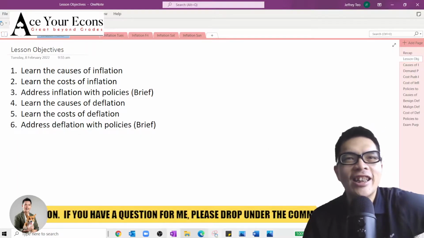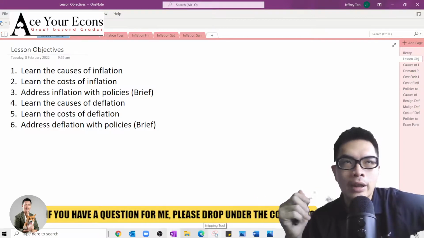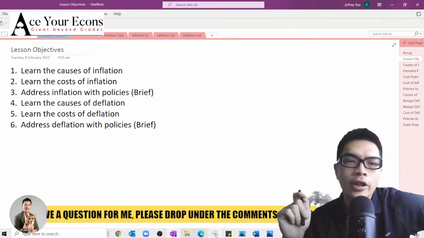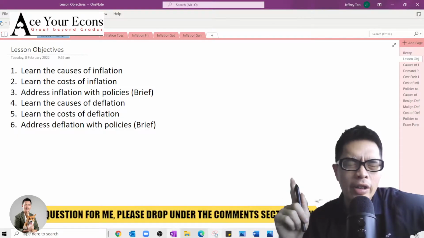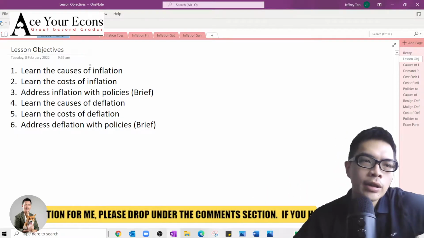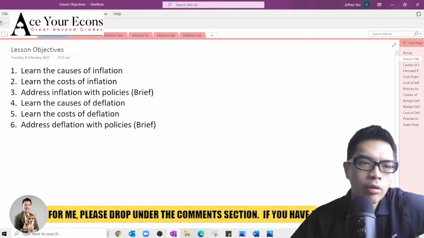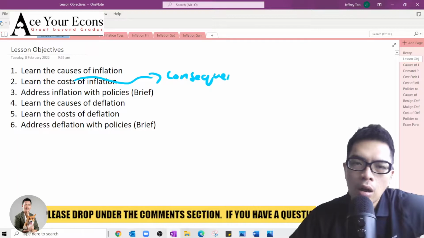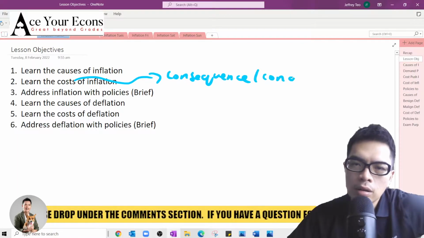Let's go through the lesson objectives today. There are 6 objectives. The first one is causes of inflation. Cost of inflation, COST. Some of the schools will also relate this concept to consequences and concerns.